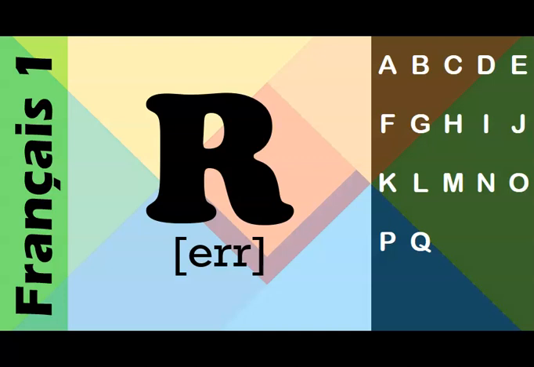A, B, C, D, E, F, G, H, I, J, K, L, M, N, O, P, Q, R. Do it with me. 1, 2, 3. A, B, C, D, E, F, G, H, I, J, K, L, M, N, O, P, Q, R. Did you get that sound? Sounds like you're gargling, you know?